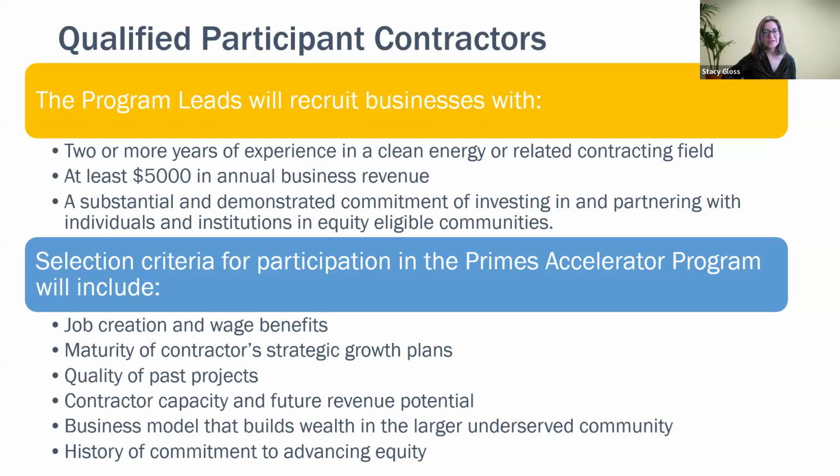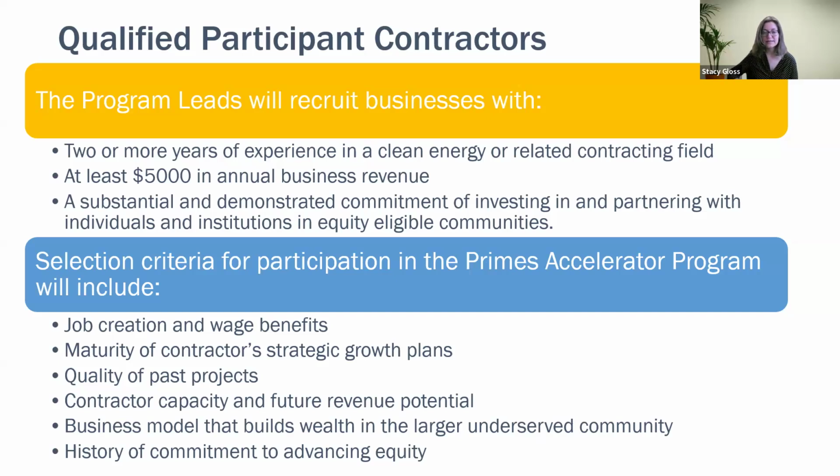Here are the minimum qualifications for participants to apply to participate in the Primes Accelerator program. This is different than the minimum qualifications needed for the applicants to become the program lead. So businesses that wish to apply for the Primes Accelerator program should have 2 or more years of experience in a clean energy or a related contracting field. They need to have at least $5,000 in annual business and a substantial and demonstrated commitment of investing in and partnering with individuals and institutions in equity investment eligible communities.